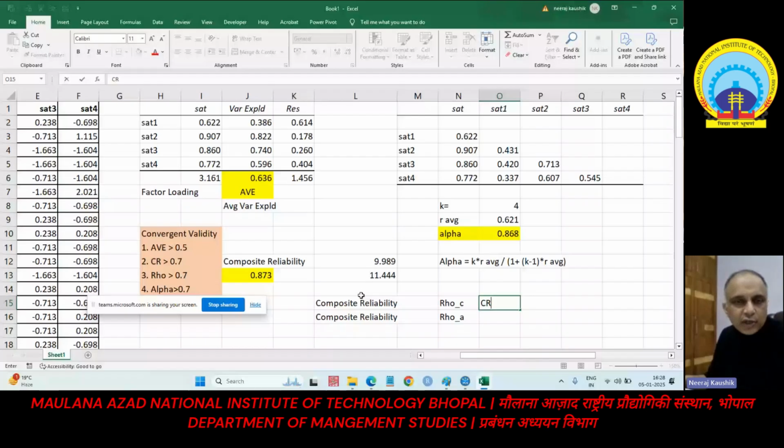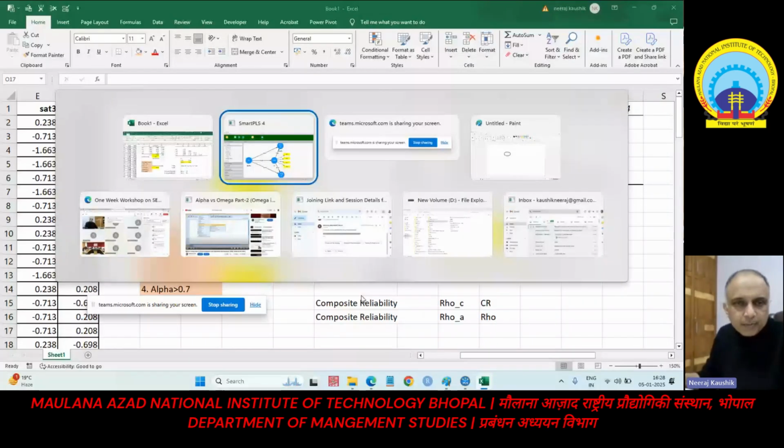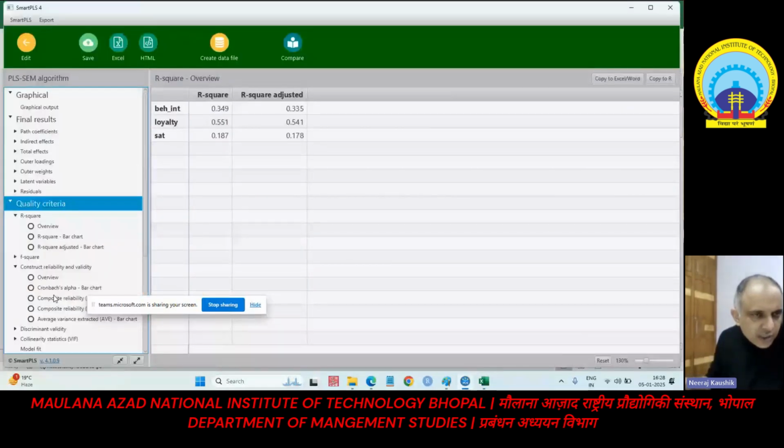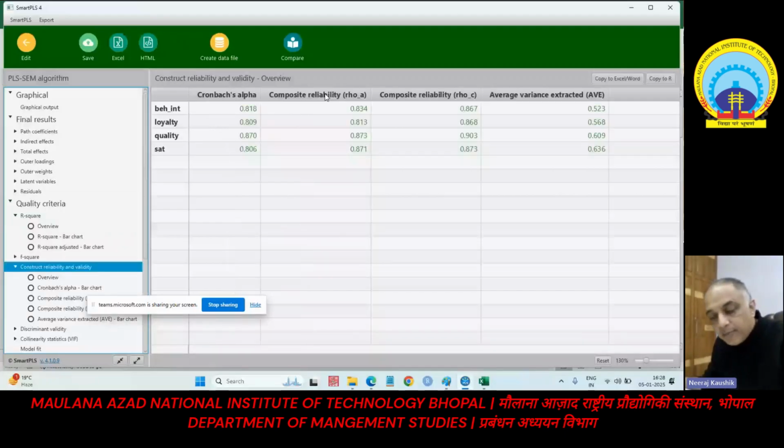Let's check this out in the SmartPLS output panel. This is quality criteria, and here comes composite reliability and validity. Are you able to see the SmartPLS screen, ma'am? Yes, sir. Composite reliability, bracket rho A, is simply called rho. Composite reliability rho C is called CR. Rho C is called CR, and rho A is called rho. Got it, sir.